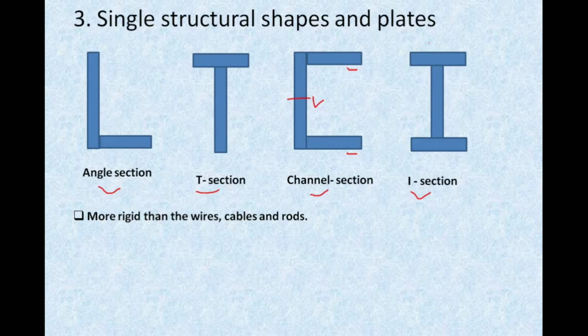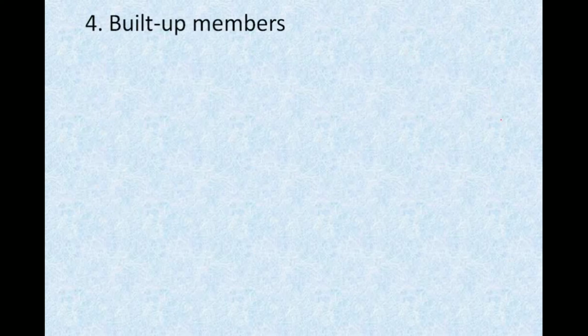Also, this I member, the single I section, is generally what we prefer in most connections. Why? Because this kind of I section has more rigidity, and these I sections are more economical than any kind of built up member, because in built up members we need more members to make a built up member. So talking about the next, the fourth type, is the built up members.